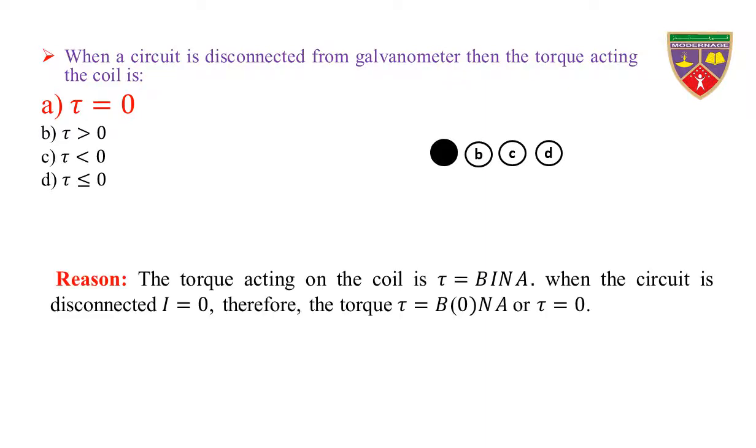Reason. The torque acting on the coil is τ = BINA, where B is the magnetic induction, I is the current, N is the number of turns, A is the area of the coil. When the circuit is disconnected, current I = 0. Therefore, the torque τ = B × 0 × NA, so τ = 0. Hence, the torque acting on the coil is τ = 0.